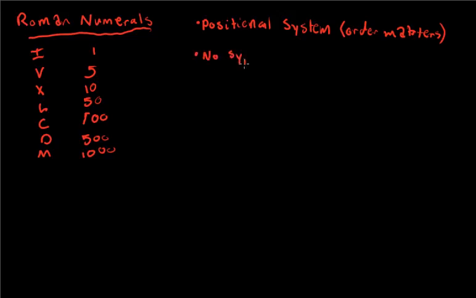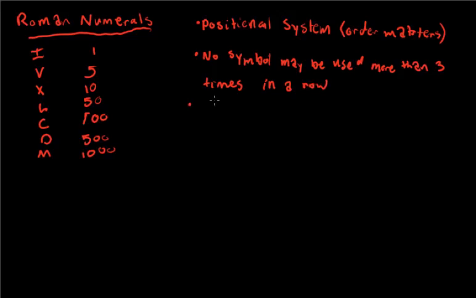No symbol may be used more than 3 times in a row. Another rule we have is V, L, and D. Notice these are the ones that start with a 5. They may only be used once.